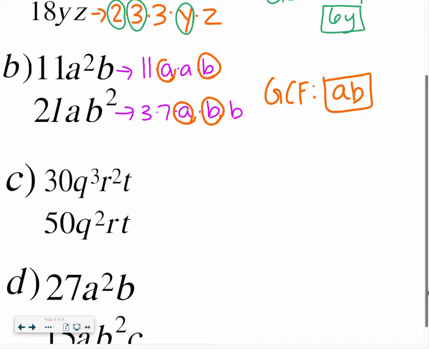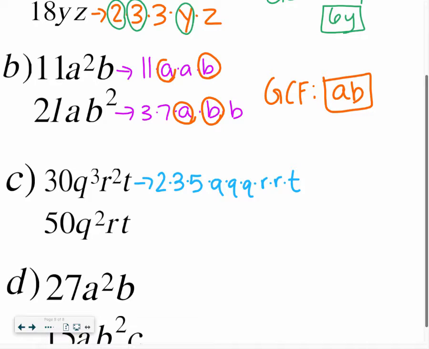So 30q cubed r squared t breaks up nicely into, let's see, it'd be 3 times 10. 3 is a prime number. 10 can be divided up into 2 times 5. So I have 2 times 3. That gives me 6. 6 times 5 gives me that 30. And then I have my prime factorization.